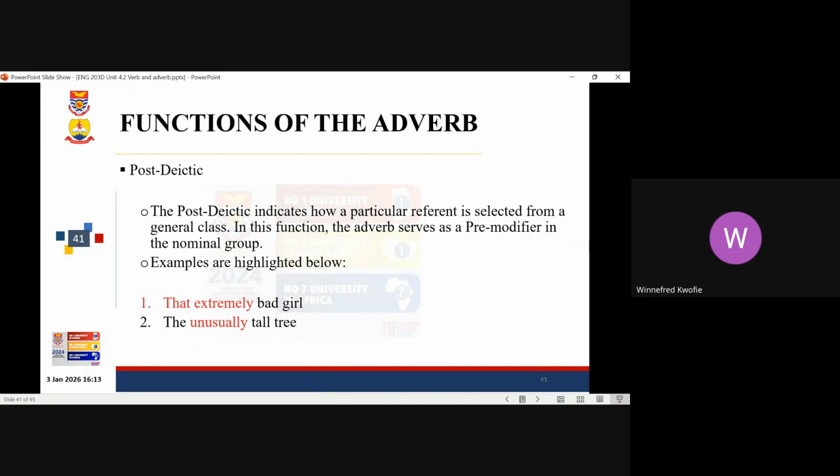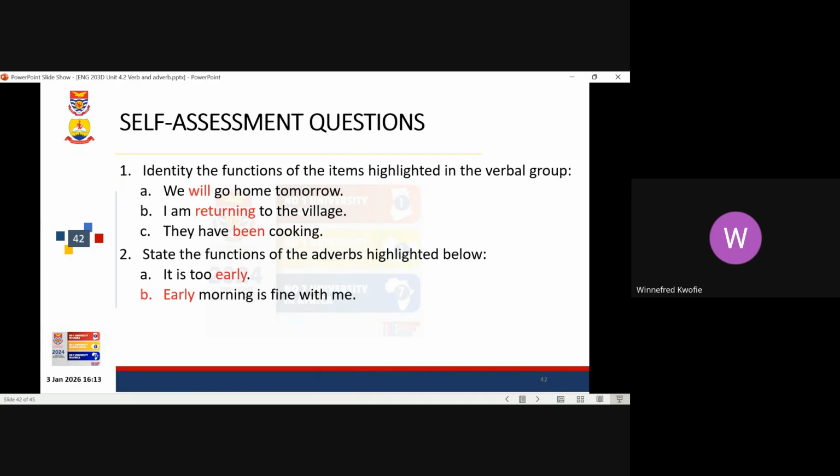If you remember, we said that the post-dative words are the words placed after the dative words, after the words that do the pointing. The pointing words are the dative words. And the words that come after the pointing words to make what is pointed at clearer are the post-dative, and adverbs can perform that function.